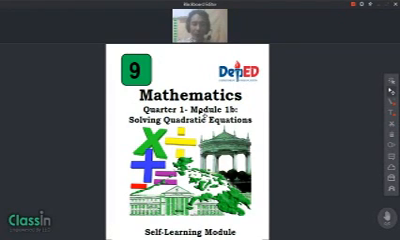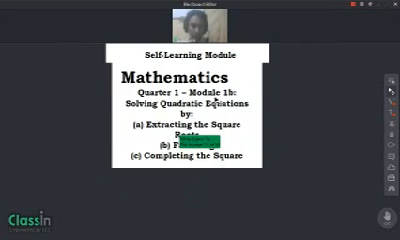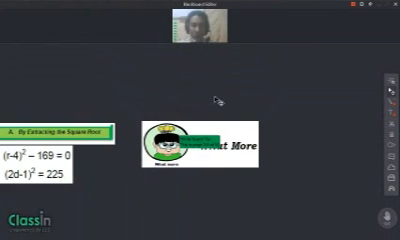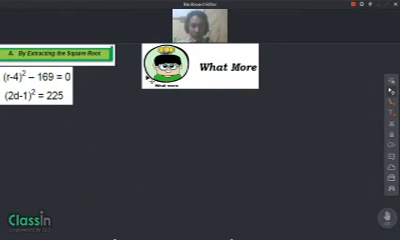For this week, you are answering Module 1B, Solving Quadratic Equations. Our topic for today is Extracting the Square Root. Now I will show you how to extract the square root of a quadratic equation by solving some items in the section What More of your SLM. Let us begin.